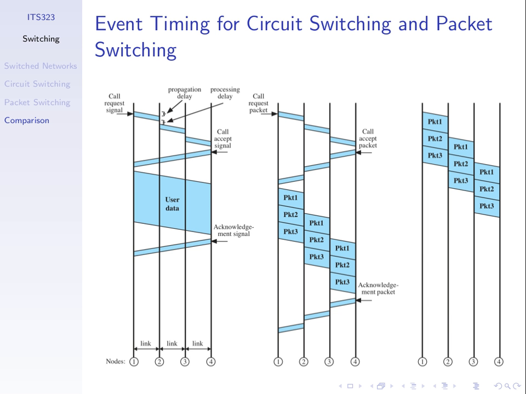The one on the right is datagram packet switching. In datagram packet switching, there's no connection set up, no circuit set up. You just send your datagrams or your packets. The middle one is the virtual circuit packet switching. Before we send our data, the packets, we send a special message to set up the connection and then get a response.